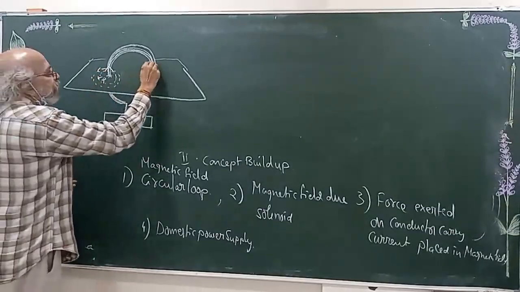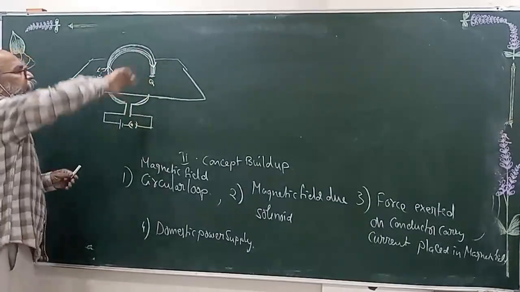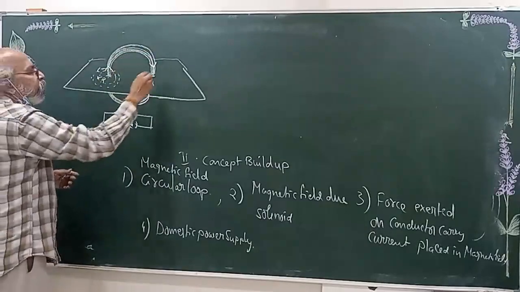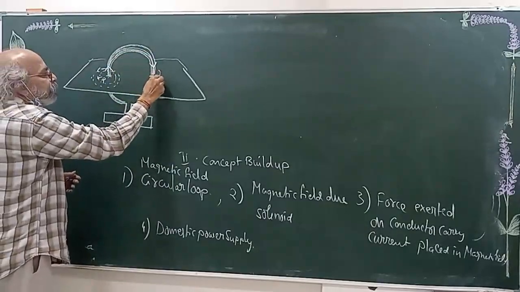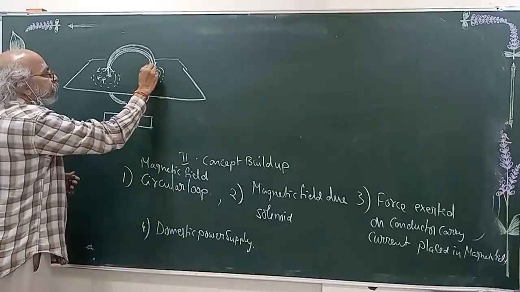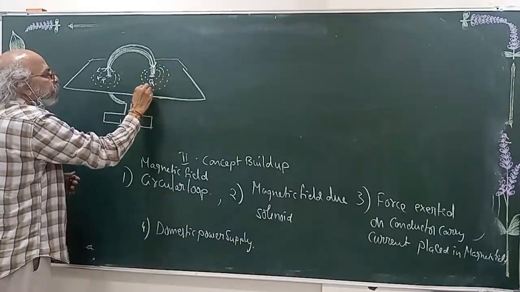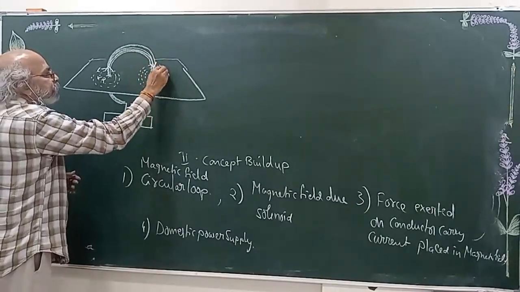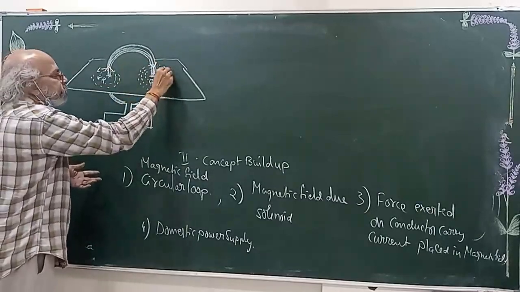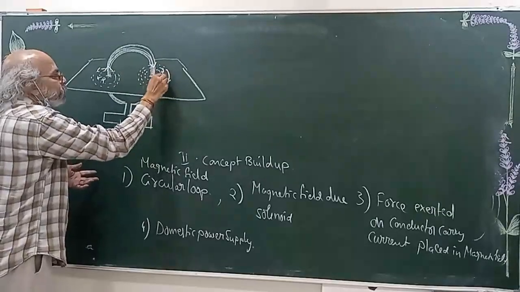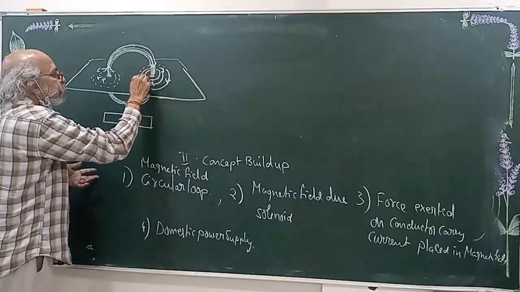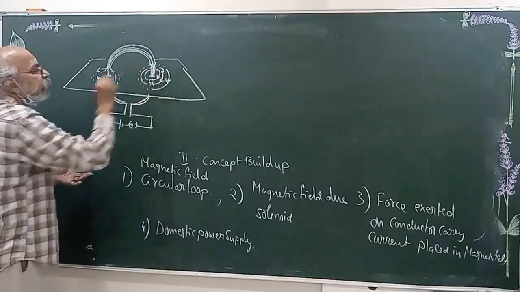Same manner here, the current is coming down. So, by stretching the right hand thumb in the direction of current, what will we get? This is the direction of magnetic lines of force produced around this circular loop carrying current. So, this is the direction. Direction of field will be produced like this. This is the direction of it.